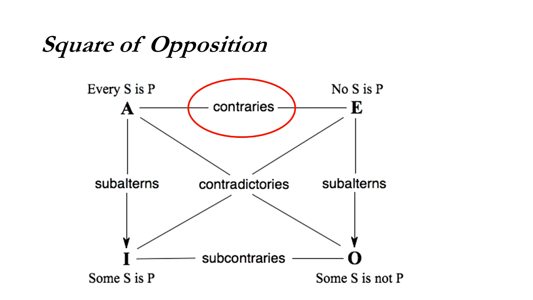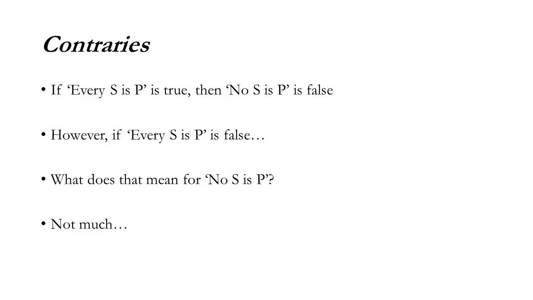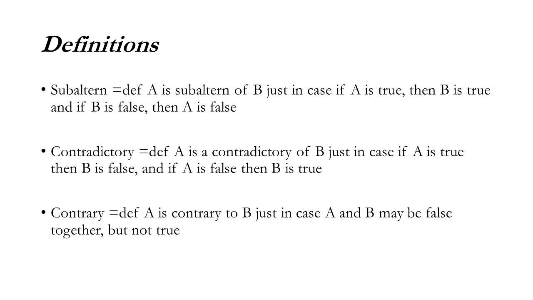Moving over here to the contraries. Contraries are such that if one is true, then another is false, but it's not exactly the same relationship that holds between contradictories. So for instance, if every S is P is true, then as a matter of fact, no S is P is false, right? But think about what happens if every S is P is false. Does that mean anything for no S is P? Well, not really. They could both be false together, right? Or no S is P could be true, right? And this is the relationship between contraries. A is a contrary to B just in case A and B may be false together, but they can't be true together. If one's true, then the other is false.